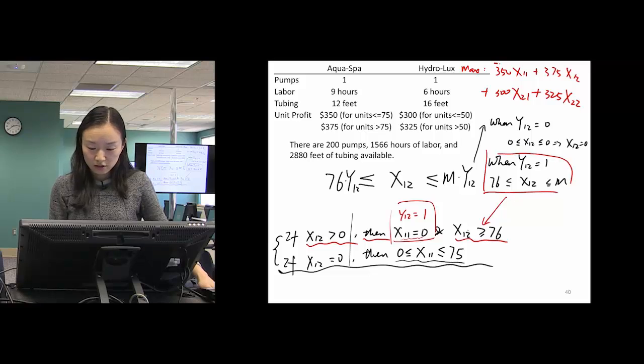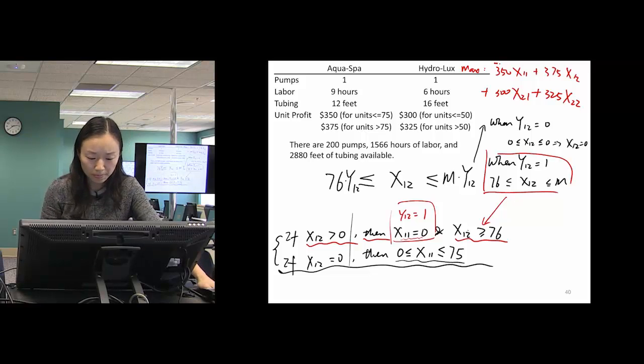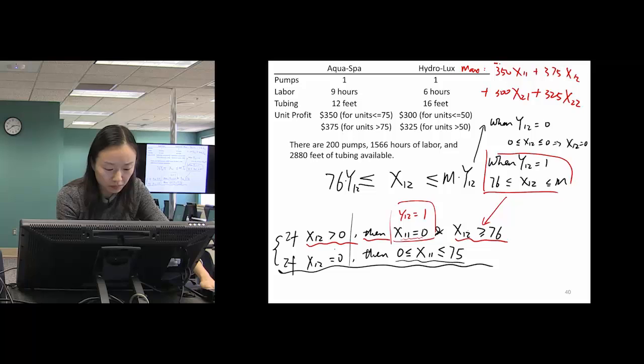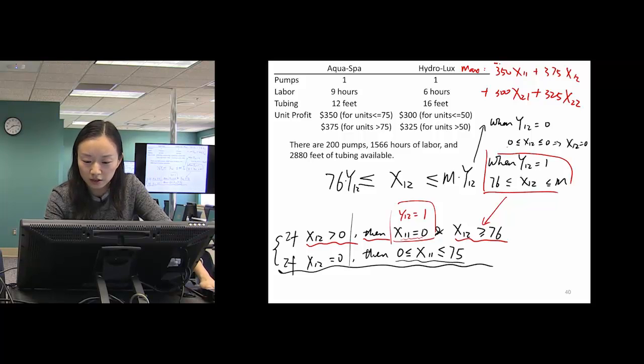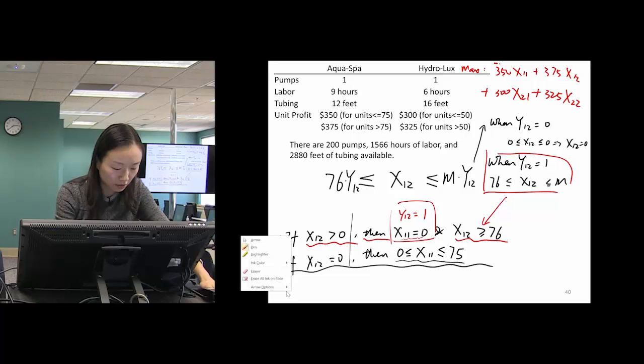Then let's look at the other part. So when x12 is greater than 0, which is this part, then here another part. Let me use a different color.